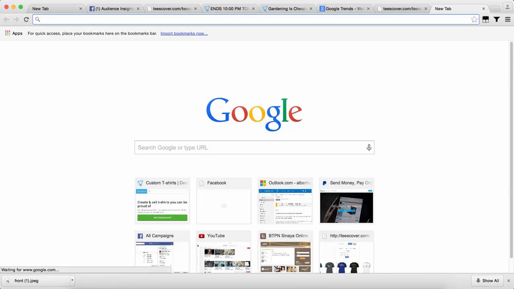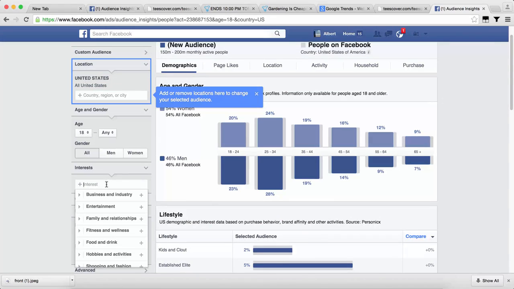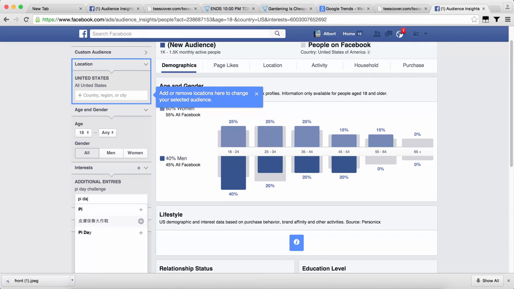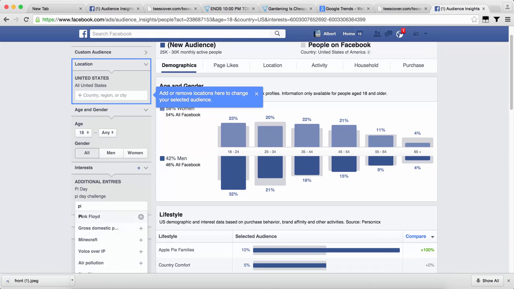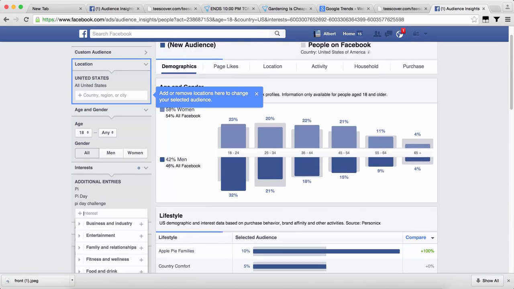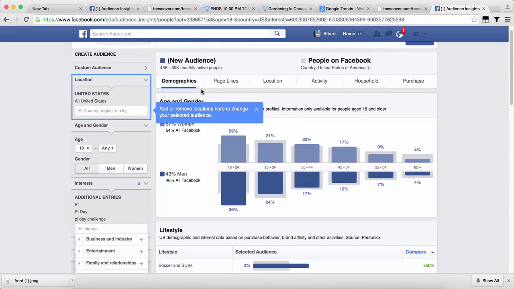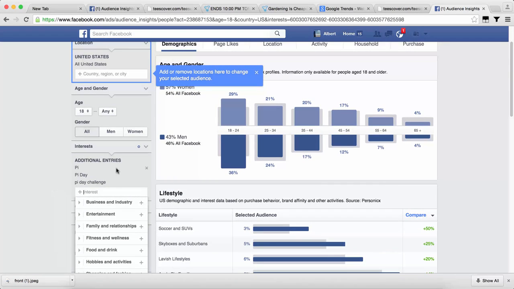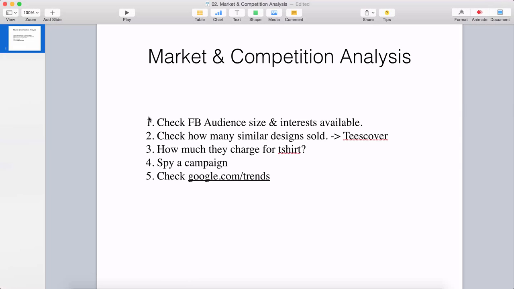All right, then I will check audience insight. Then let's see Pi Day interest here. Okay, so look, there is Pi Day challenge, and then Pi Day and Pi. Okay, so 45 to 50K. So I thought, okay, this is enough for me to start with, because I know if this turned out to be successful, then I could always find mathematics related targeting. So after applying all the steps here, then I decided to enter the Pi Day market.